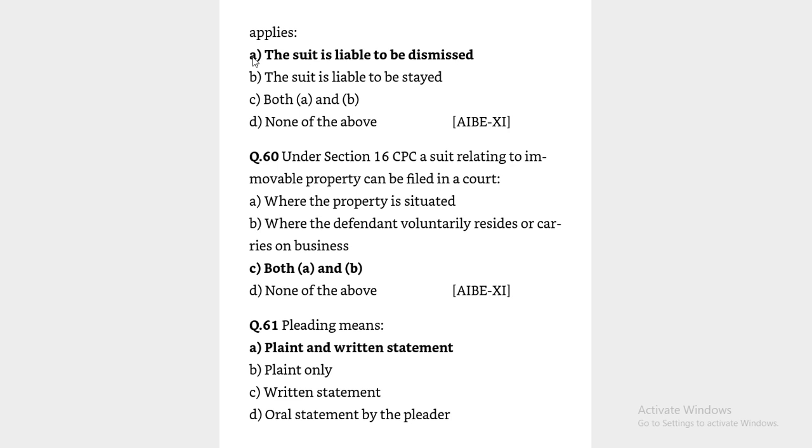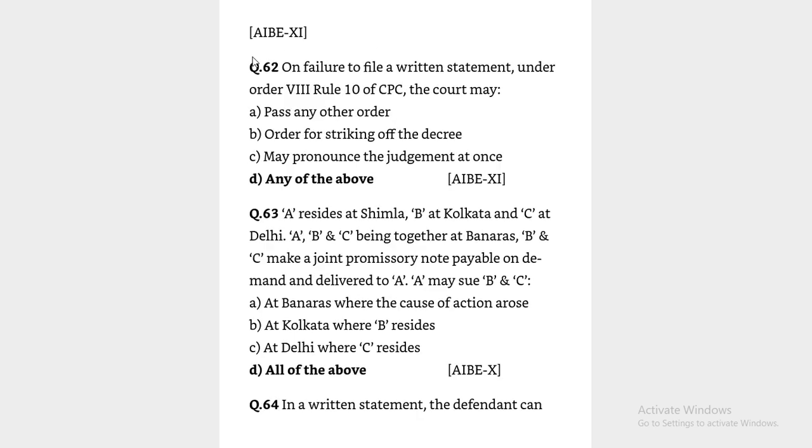A resides at Shimla, B at Kolkata, C at Delhi. A, B, C being together at Banaras, B and C make a joint promissory note payable on demand and deliver it to A. A may sue B and C at any of the places, Banaras, Kolkata and Delhi, because the transactions were held and the persons were residing at those places. So all of the above are true.